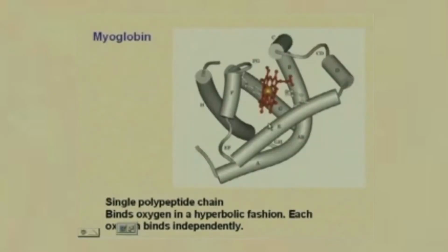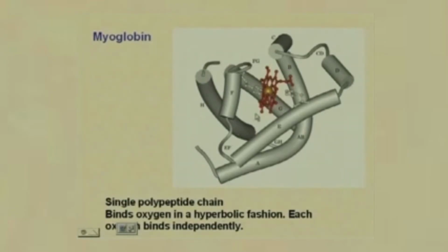If we look at myoglobin, you can see this is myoglobin. It has a single polypeptide chain, so it is a monomeric protein. It binds oxygen in a hyperbolic fashion. We'll see what that means. And each oxygen binds independently.